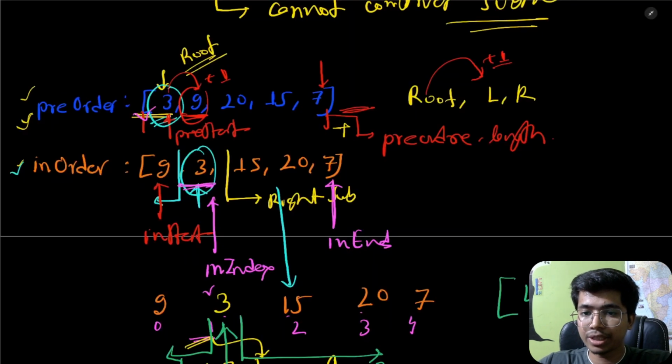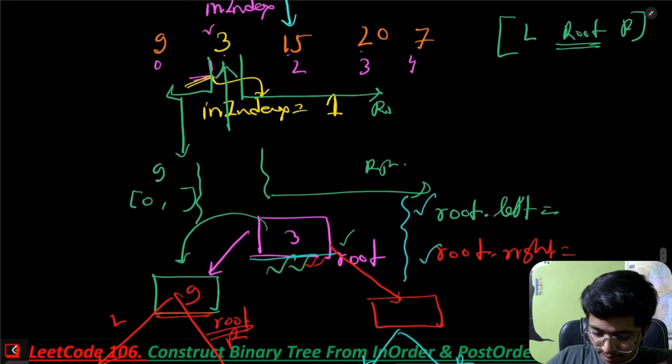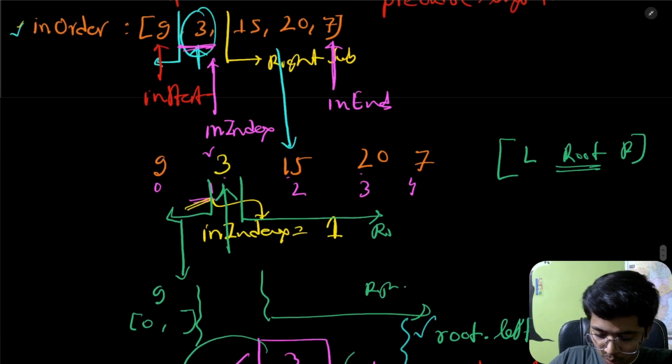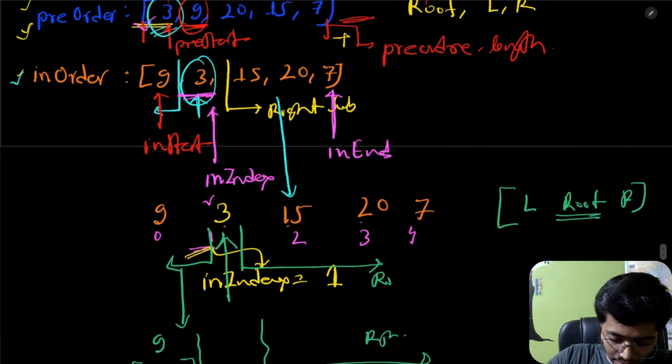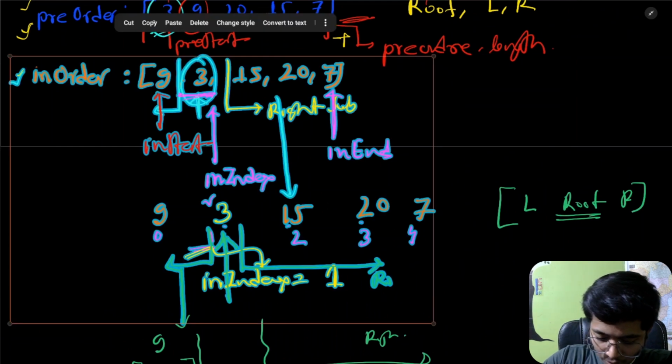Let's again move to the tree. So our tree was this, 9 3, that was our tree in order. So we got this. Let's again understand from here.